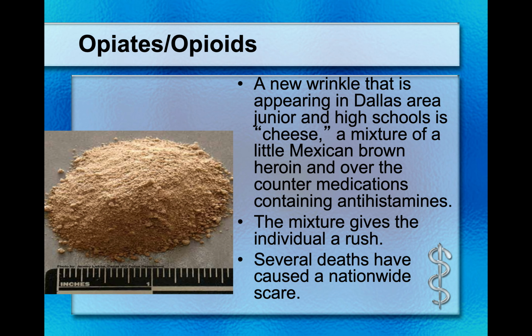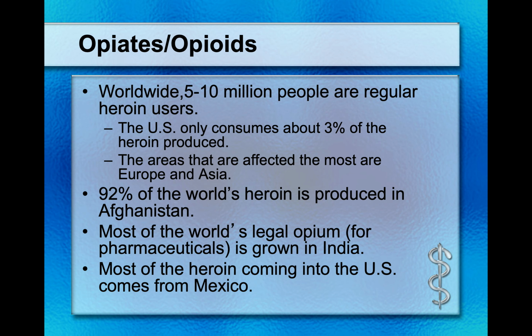A new wrinkle that is appearing in Dallas area junior and high schools is cheese. It looks like Parmesan cheese if you could look at it over here. It's a mixture of a little Mexican brown heroin and over-the-counter medications that contain antihistamines. The mixture gives the individual a rush. Several deaths have caused a nationwide scare because these are our school children.